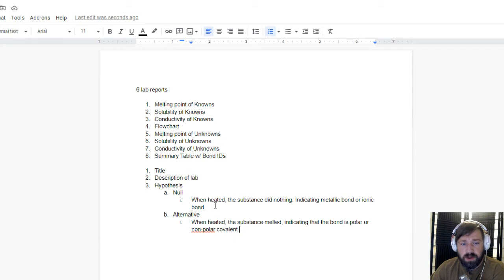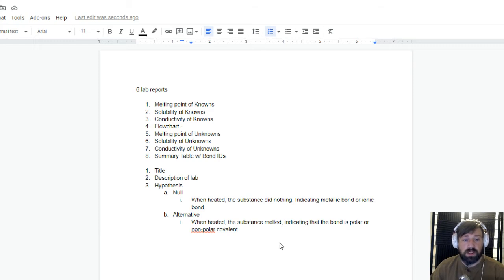And with solubility, you can just change heated to added into water or added into a solvent, and it did nothing. Alternative, when added to water, it dissolved. When added to hexane, it dissolved. Conductivity, when tested for conductivity, it did nothing. When tested for conductivity, it conducted electricity.